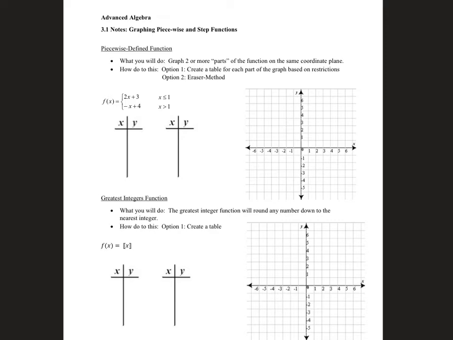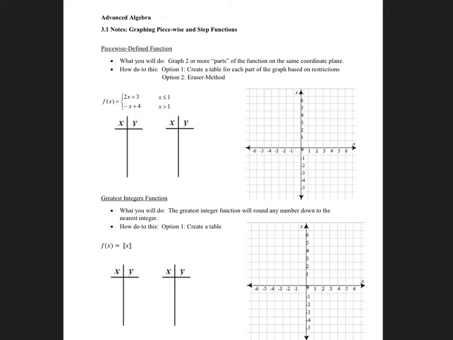So let's go ahead and look at this first example of a piecewise function. Here we can see we have f of x equals 2x plus 3, where x has to be less than or equal to 1, as well as f of x equals negative x plus 4, where x has to be greater than 1. I'm going to go ahead and set up two separate tables for each of these two functions.